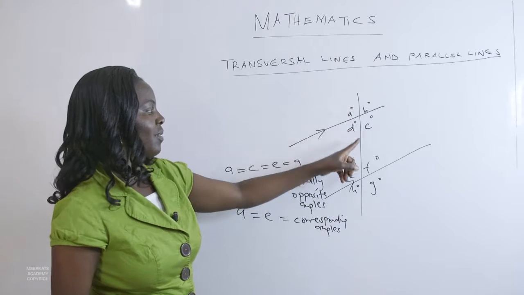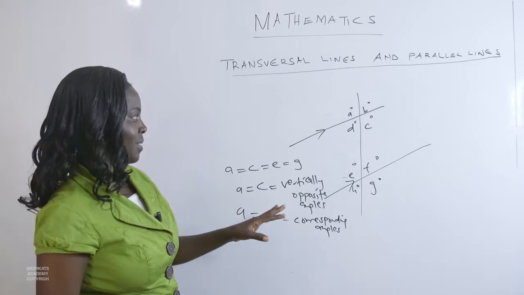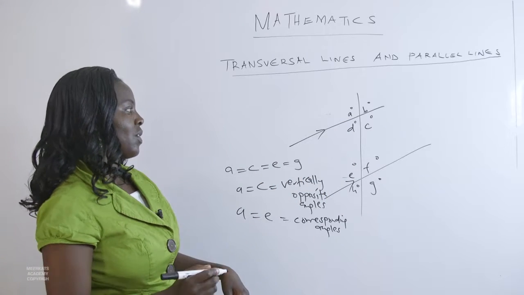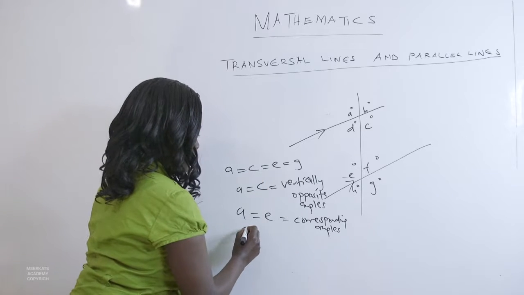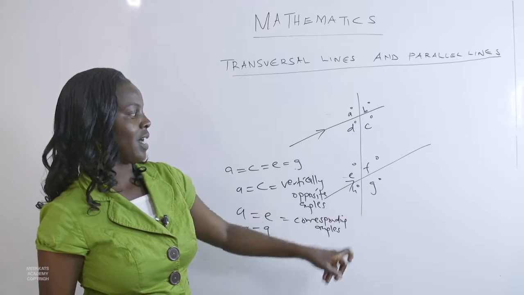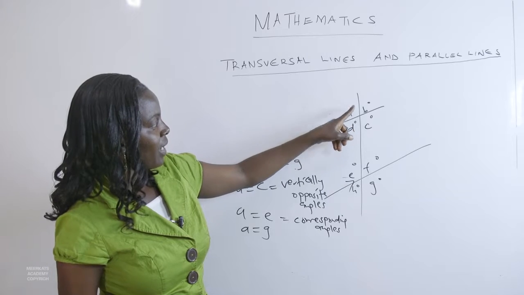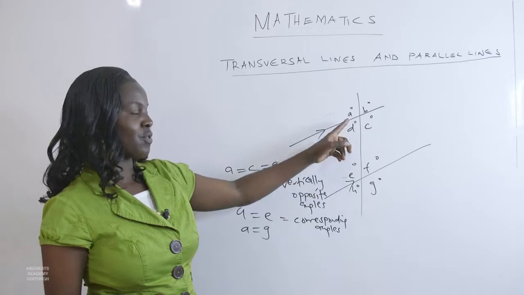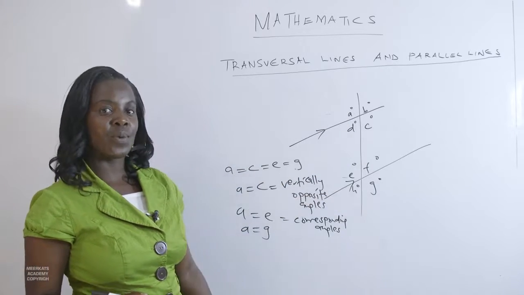We said corresponding angles are on the same side of the transversal line. So A and E are corresponding angles. A and G are equal. Let's see the reason why angle A and angle G are equal. From the information that we have learned earlier on, angle A and angle G are alternate angles.